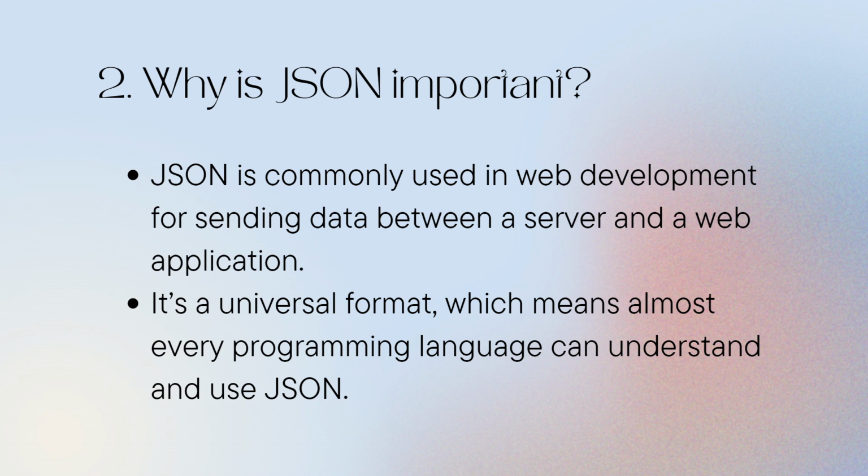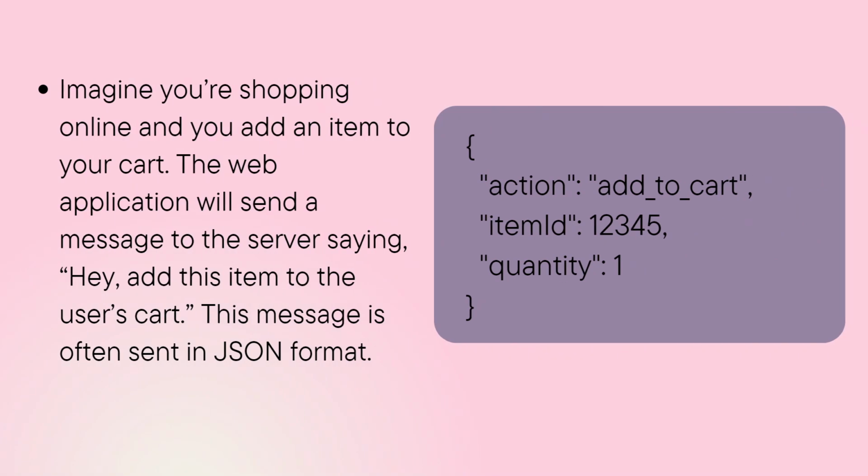Second topic, why do we use JSON? JSON is like a universal language that almost every programming language can understand, which makes it super easy and useful while exchanging information. Just an example, imagine you're shopping online. You add an item to your cart and behind the scenes, the website is communicating with its server. It's saying something like, this person wants to add this product to their cart. So this conversation between the website and the server is often done using the JSON format.